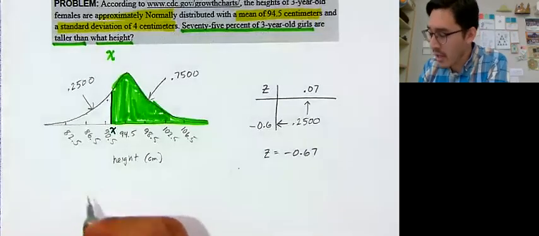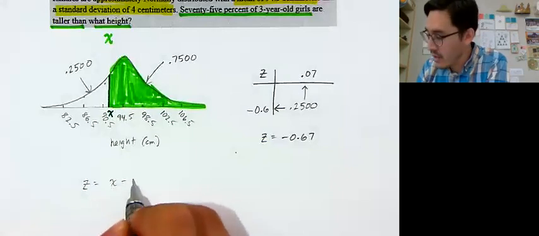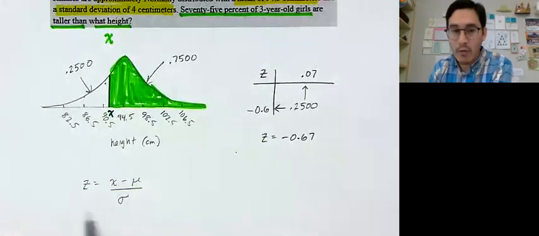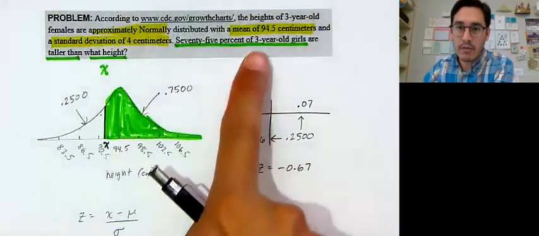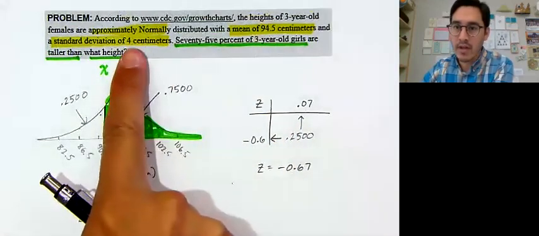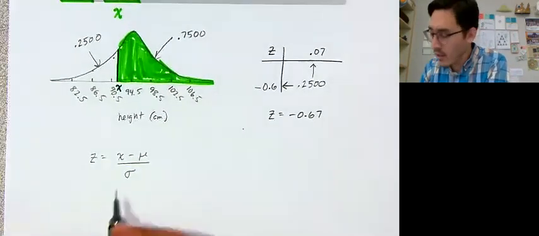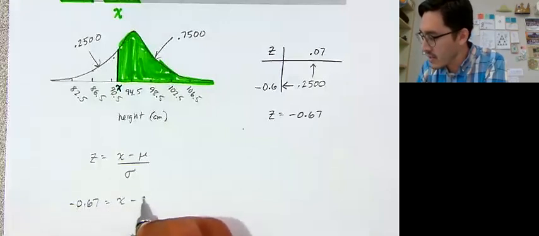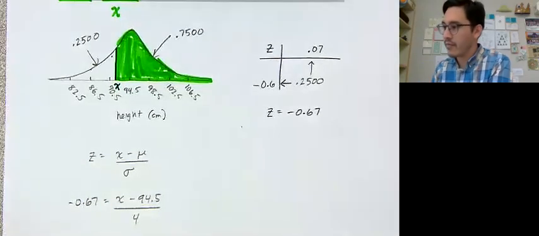All right, so how do we do this? Well, we're going to use some algebra. Remember, we have this formula. The z-score is the data value minus the mean divided by the standard deviation. There are 4 variables in this equation, but 3 of them have known values. We know the value of the z-score, we know the value of the mean, and we know the value of the standard deviation. So if we can plug in the 3 knowns, then we can solve for the unknown. All right, so let's do that. Negative 0.67 equals x minus 94.5, all divided by 4.